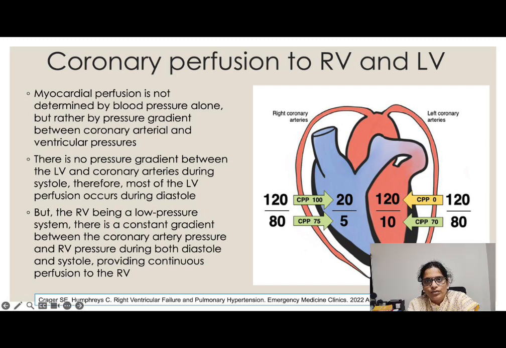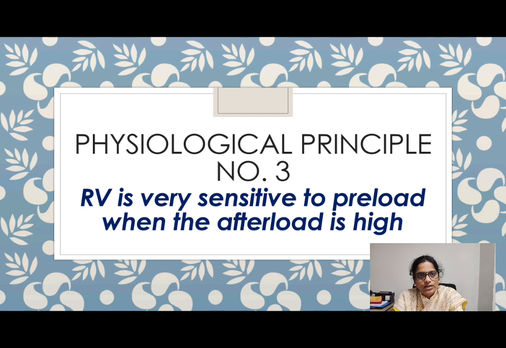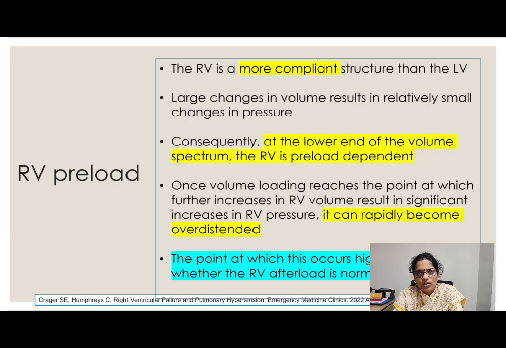So, the third physiological principle that we are going to see is that the RV is very sensitive to preload, especially when the afterload is high. RV being a very compliant structure normally than the LV, large changes in volume results only in small changes in pressure. So at the lower end of the volume spectrum, the RV is preload dependent. But when it reaches the point at which further increases in RV volume results in significant changes in the RV pressure, it can rapidly get overdistended. The point at which this occurs is highly dependent on whether the RV's afterload is normal or elevated.